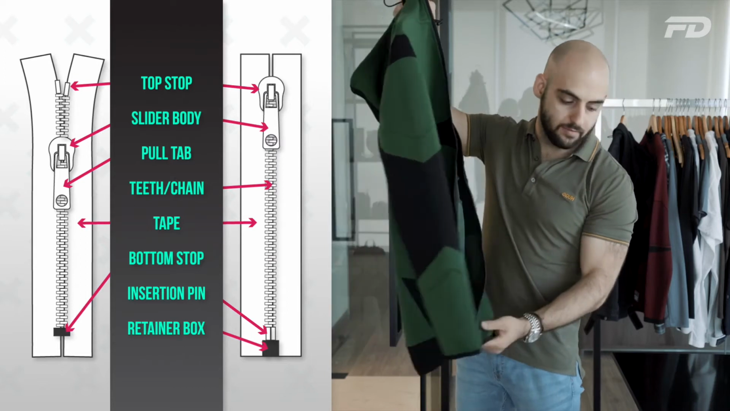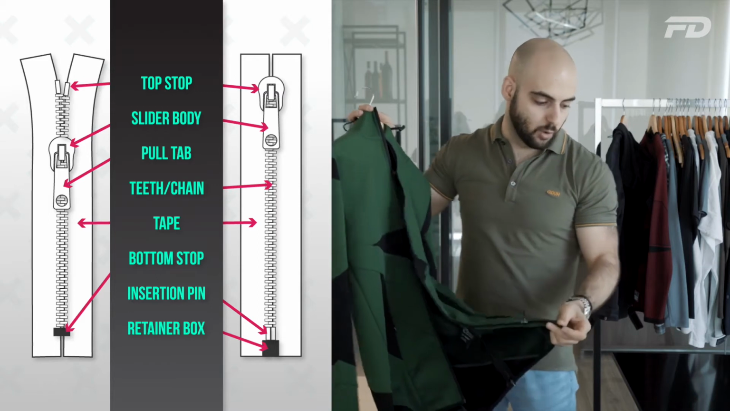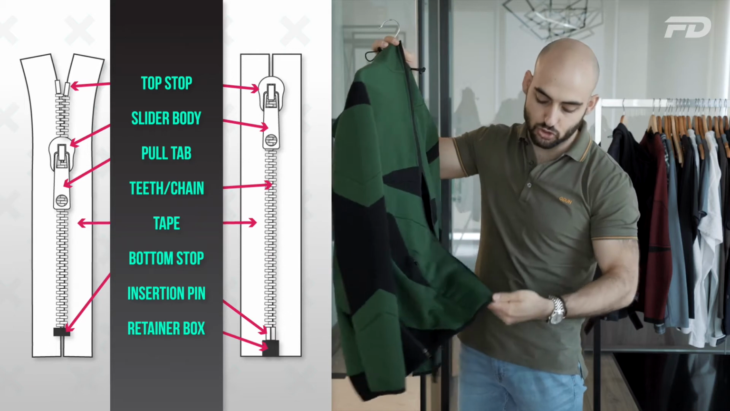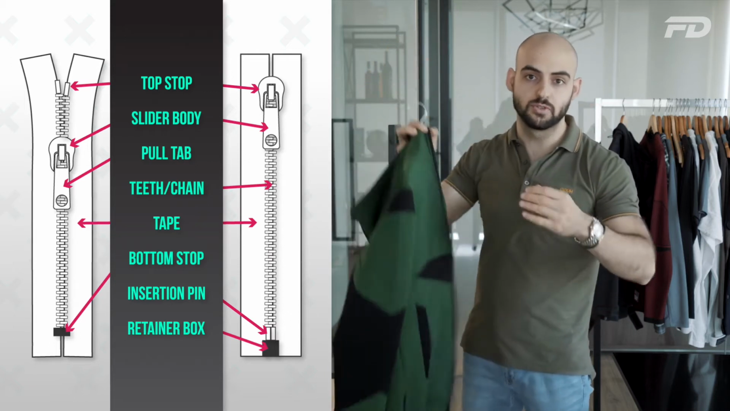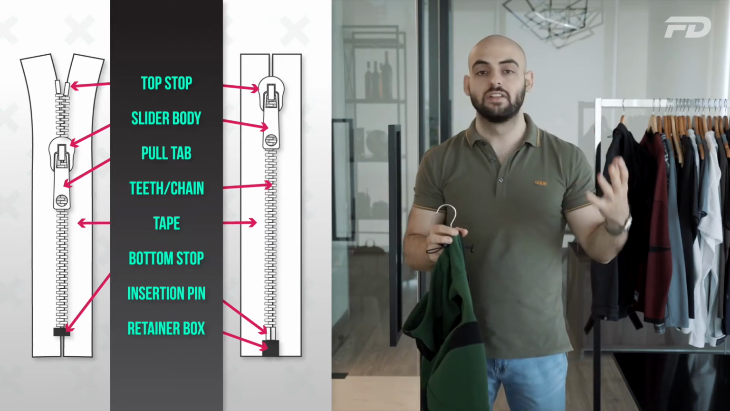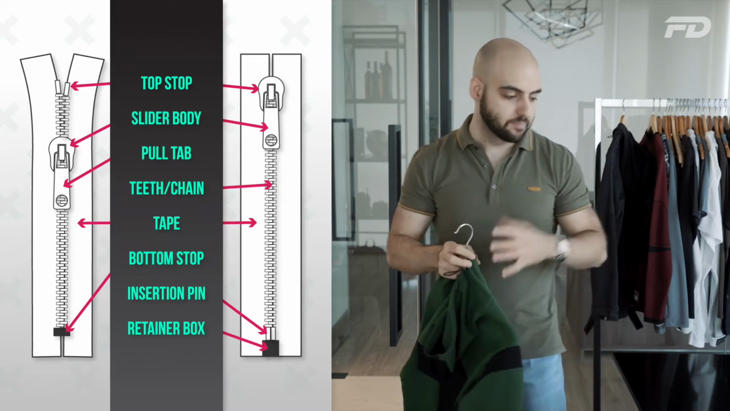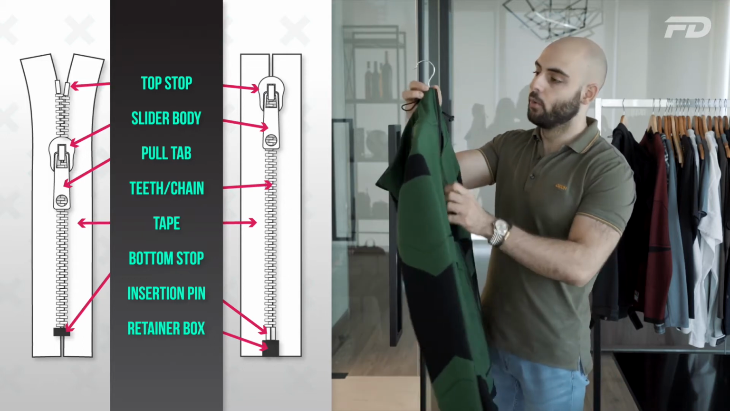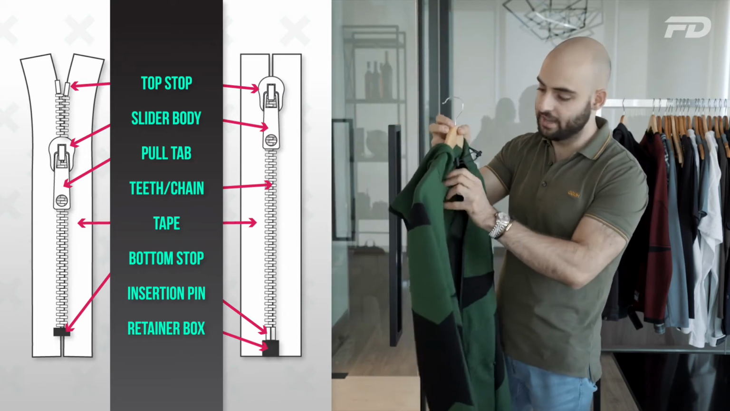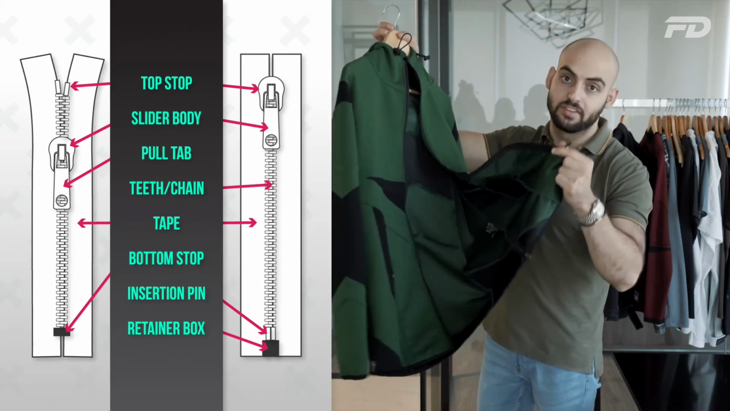At the bottom, since this is an open-ended zipper, so this separates, we have what's known as a retainer box. This is the retainer box. On the other side, we have an insertion pin, because obviously we use that pin to insert into the retainer box. If we have a closed-end zipper, instead of the insertion pin and the retainer box, we'd have what is known as a bottom stop. We also have the slider bodies, which we won't necessarily be discussing in this video in terms of the different varieties of slider bodies. We can do that in the future, but we do have the slider body and the zipper pull and the zipper head.